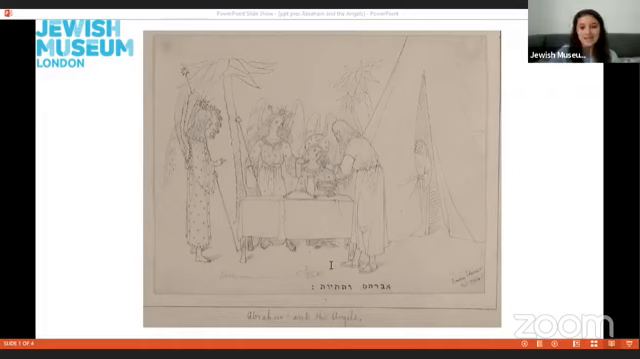Another angel is standing to the left of the table holding a staff. To the right, we can see Sarah peeping through an opening in a tent. The story that the drawing is based on comes from the Torah, the Jewish Holy Scroll.